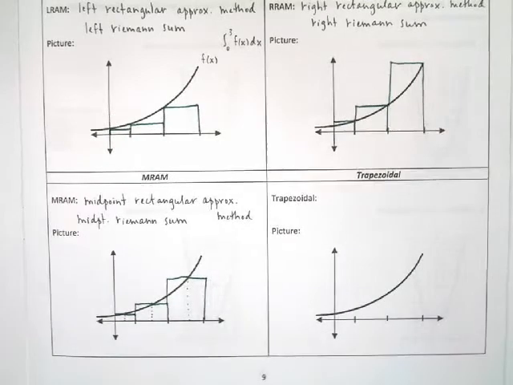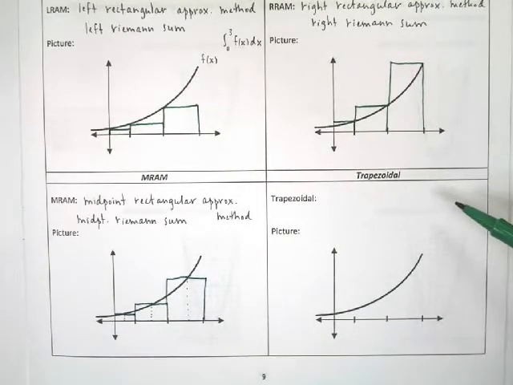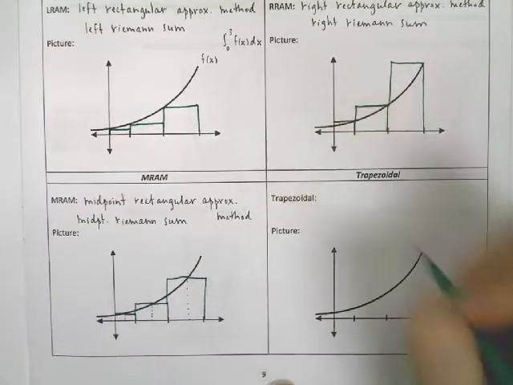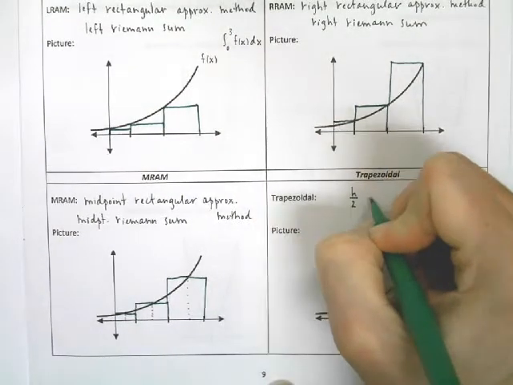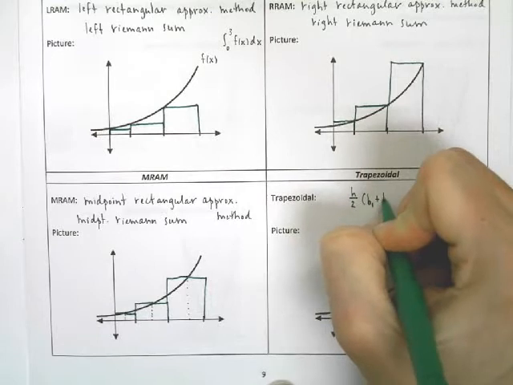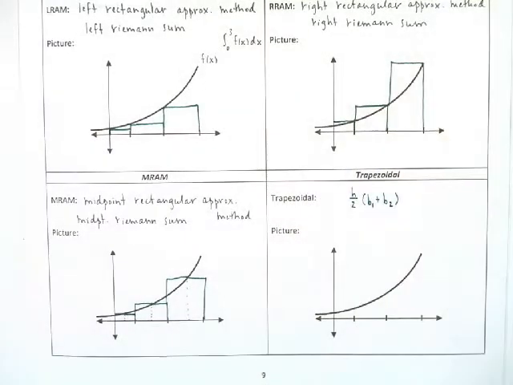Now, the next one is what we call the trapezoidal estimate. And here you can obviously get from the name, we're going to be using trapezoids to estimate those. Now, again, important thing to remember here, when we get into problems, the area for the trapezoid is going to be h over 2 times b1 plus b2.